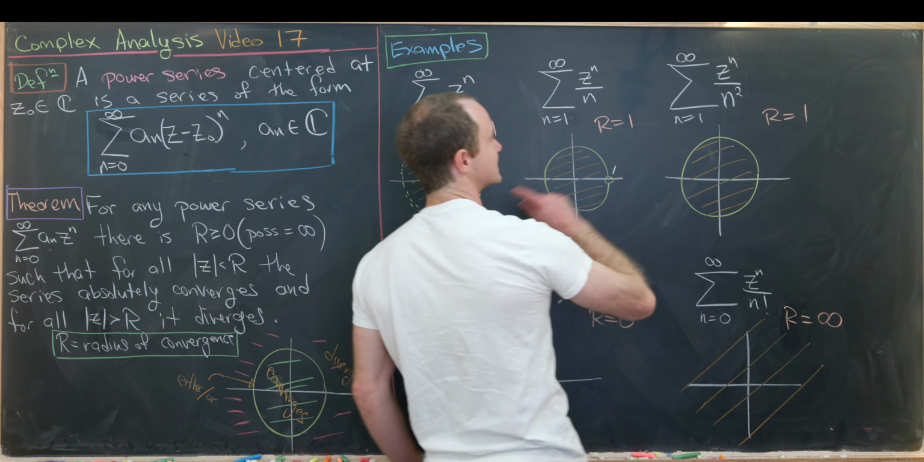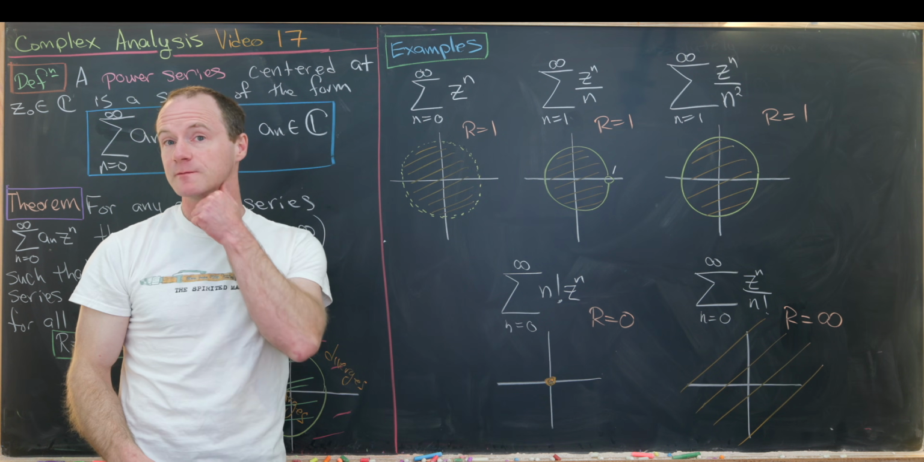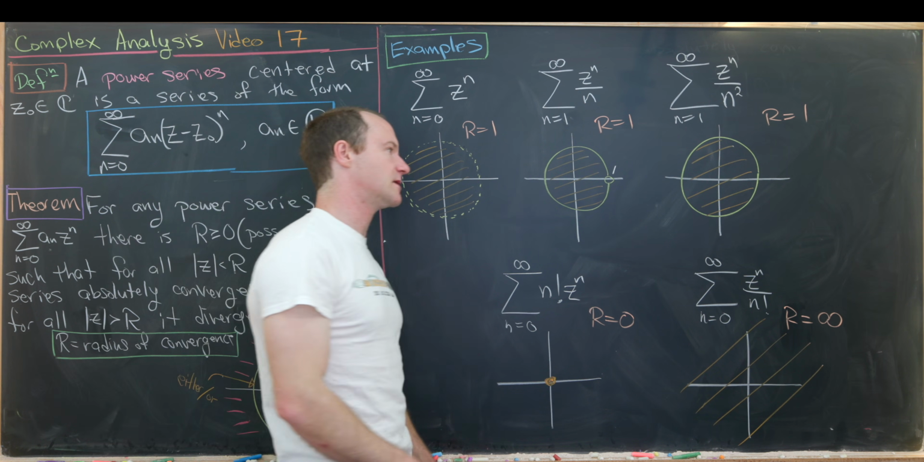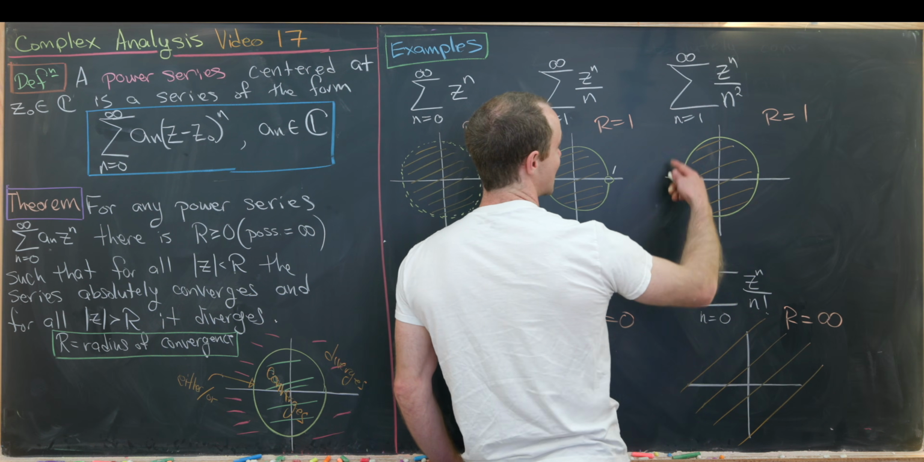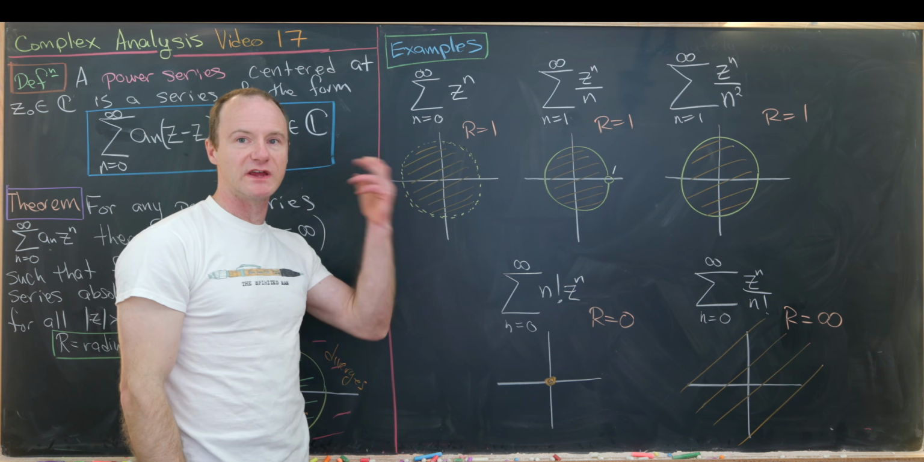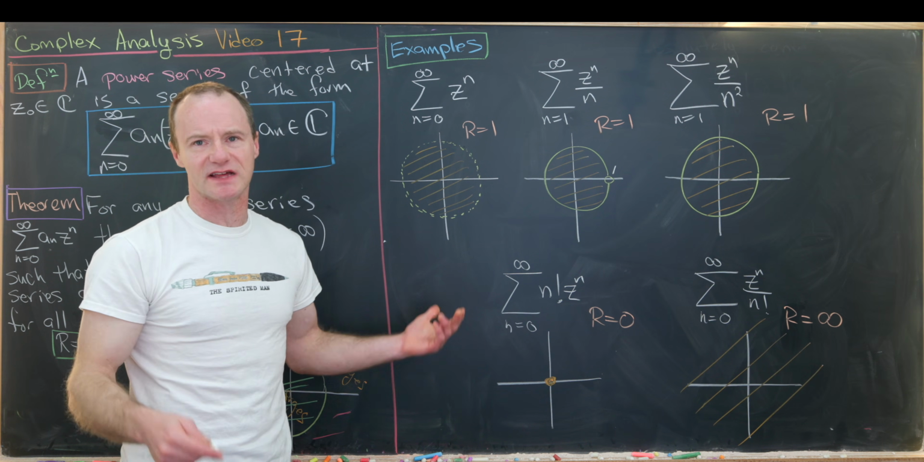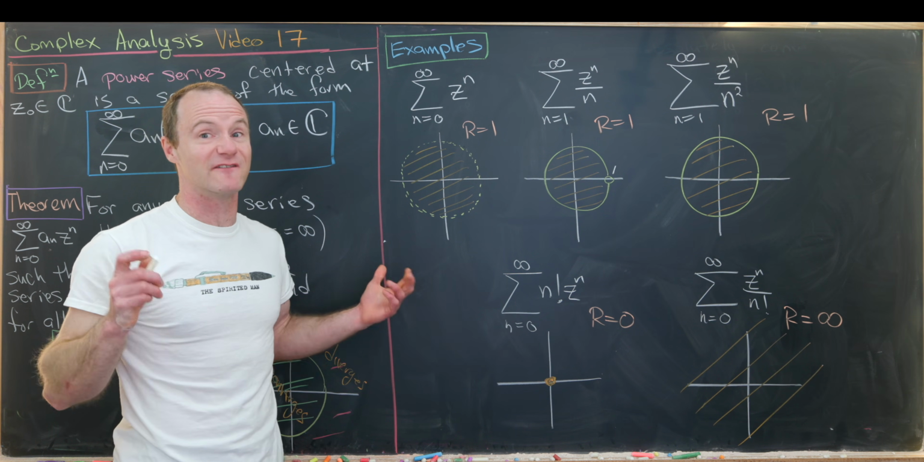Okay, now what about this? The sum as n goes from 1 to infinity of z to the n over n squared. So again, the radius is 1, but this converges everywhere along the boundary. Notice if z equals 1, we get the famous sum of reciprocals of squares, which sums to pi squared over 6, kind of famously.